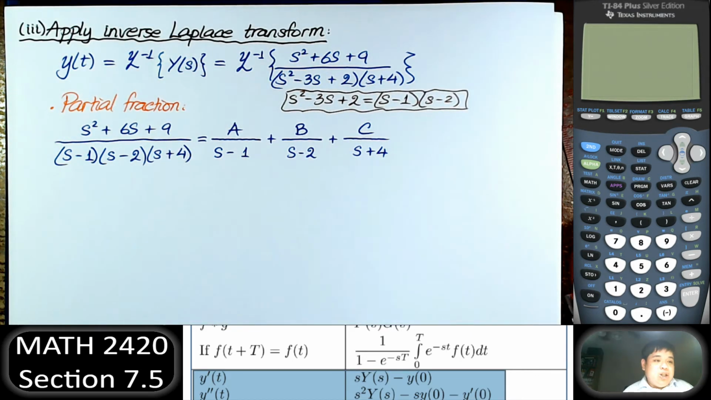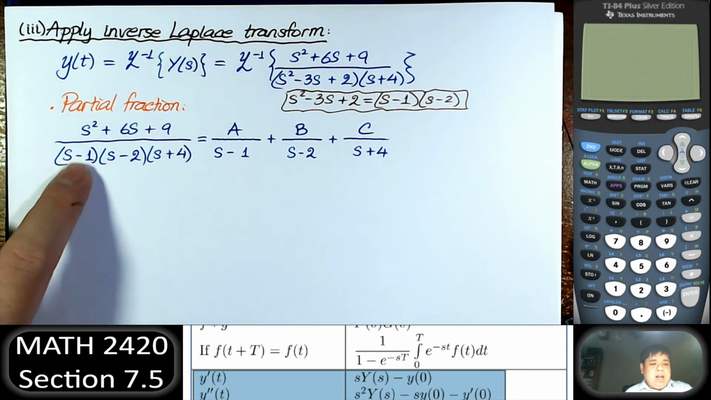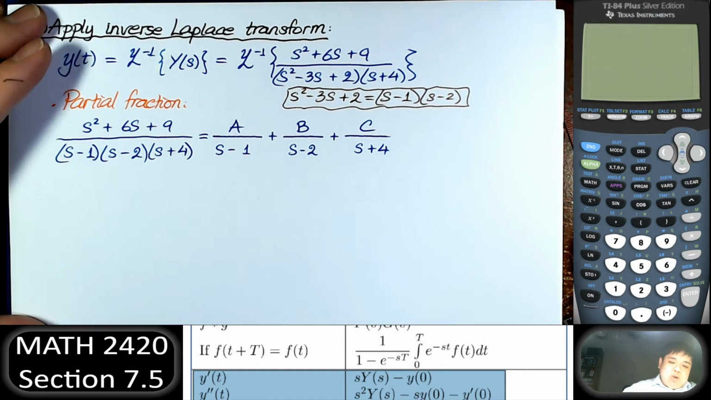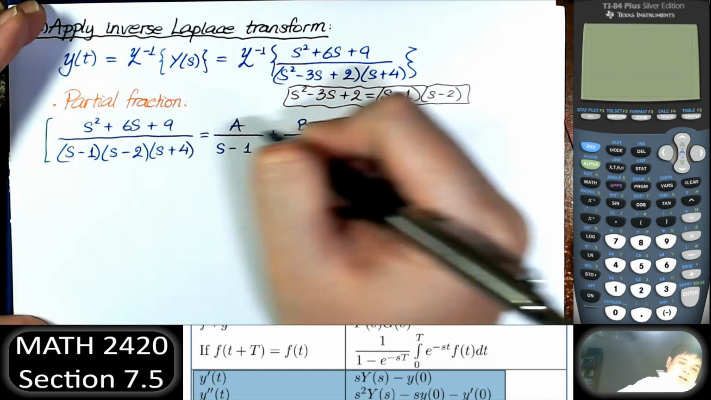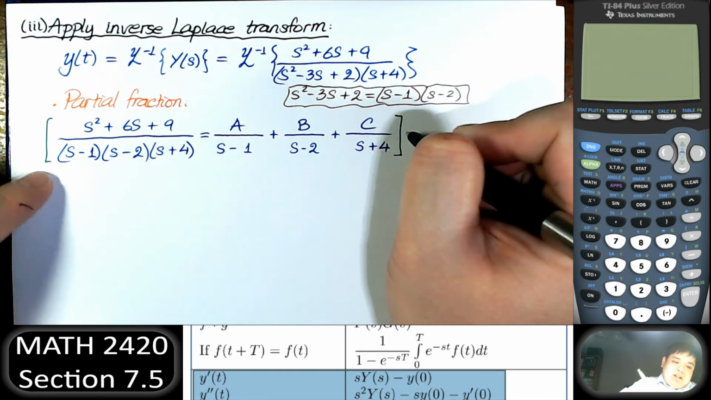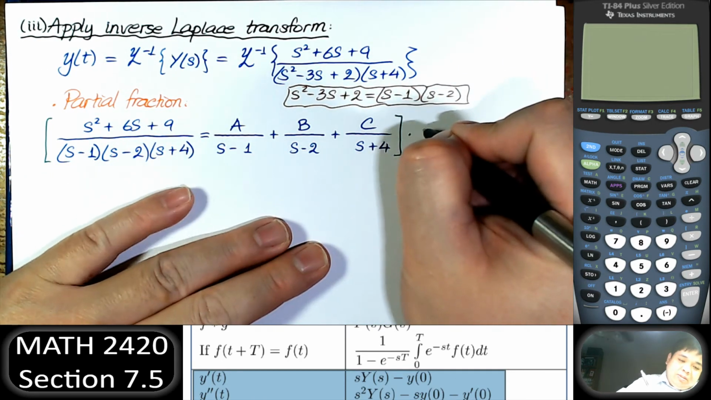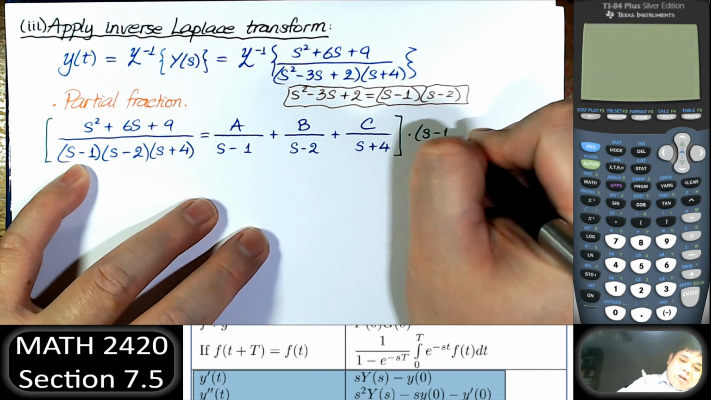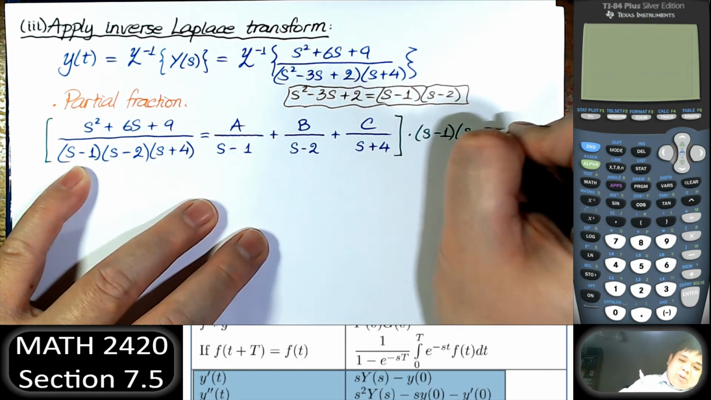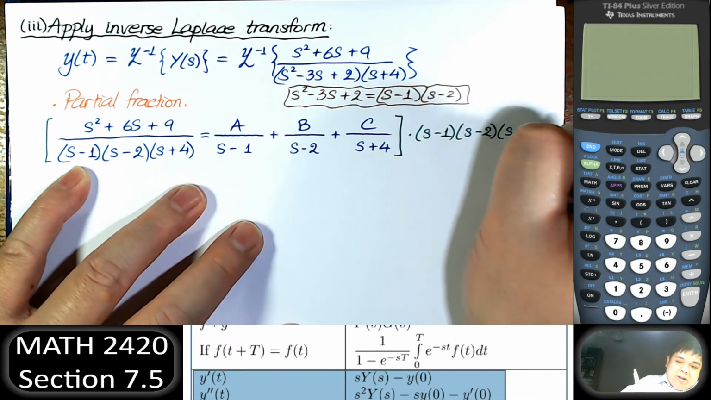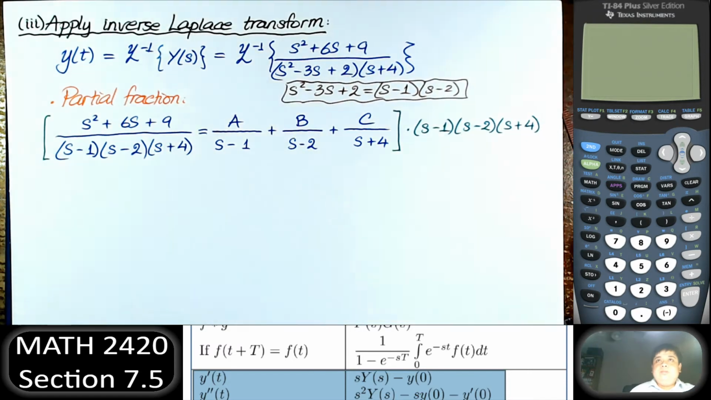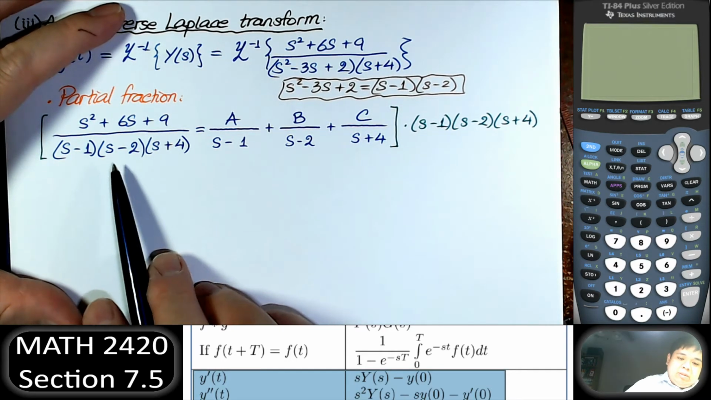We can do this in 2 different ways. First, because we have to eliminate all the denominators, multiply both sides by the least common denominator, which is s minus 1, s minus 2, and s plus 4. Right, so that cancels out.